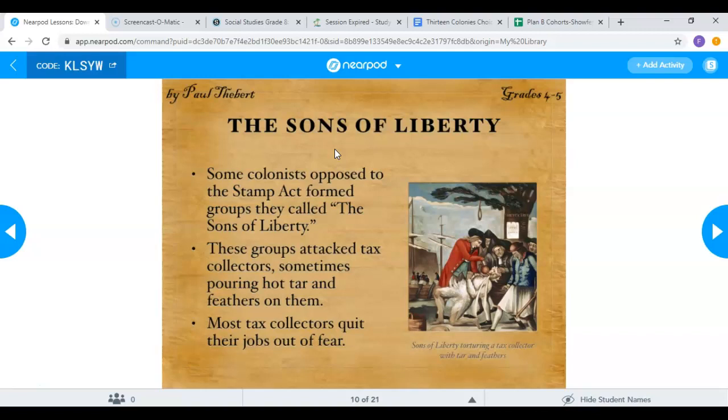So there's the Sons of Liberty, made up of people like Paul Revere, John Adams, Patrick Henry, and then there were also the Daughters of Liberty that took part. The Daughters of Liberty's protest actions were not quite as violent. They were very subdued.